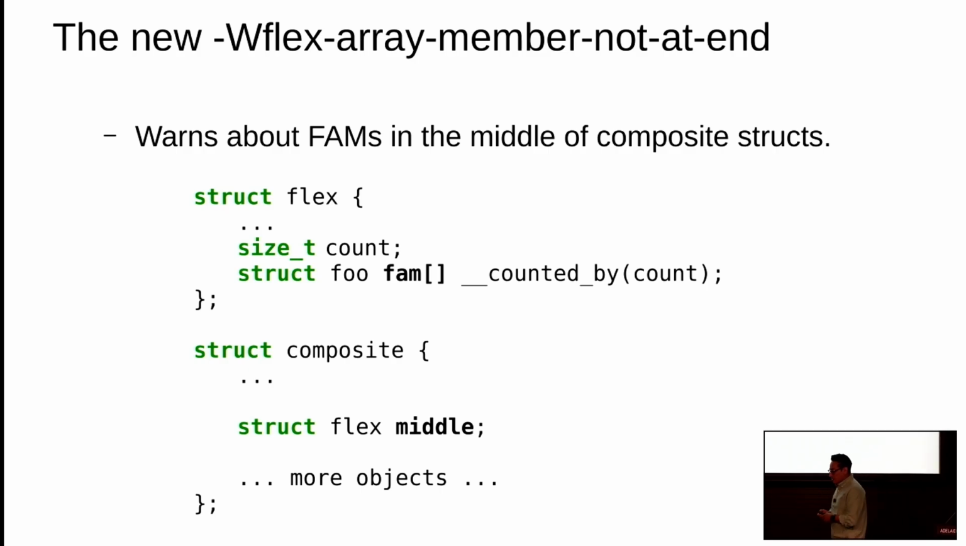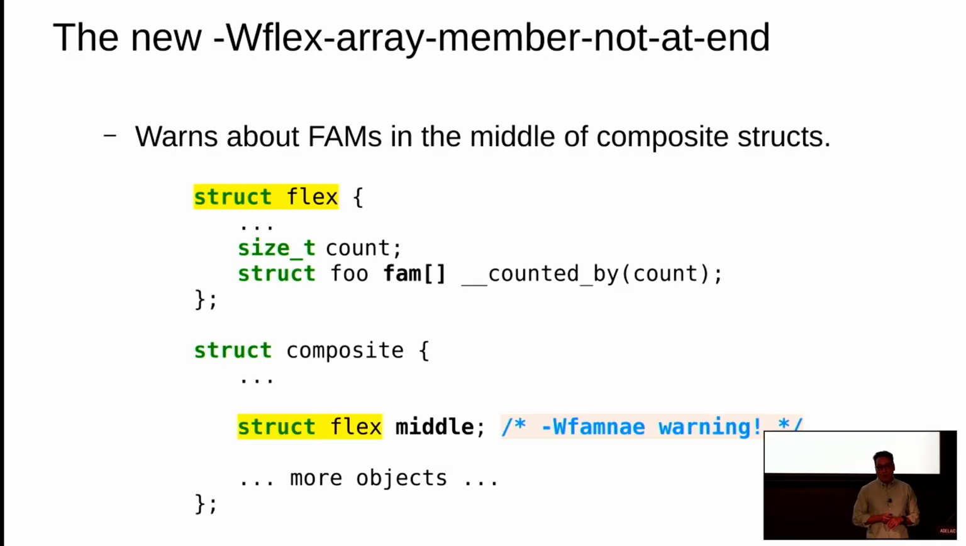So she's a great developer. Okay, so what does this compiler option complain about? We have at the top a flexible structure, and at the bottom a composite structure that contains a member of the type of our flexible structure, right? The object middle is that member. This is a warning when we enable this compiler option. The compiler is going to report a warning in this case, because we cannot end up having flexible array members in the middle of composite structures, right? So this is what this compiler option is about.